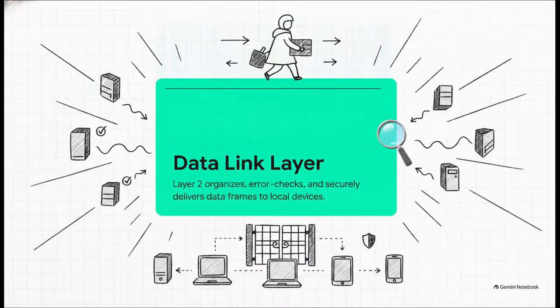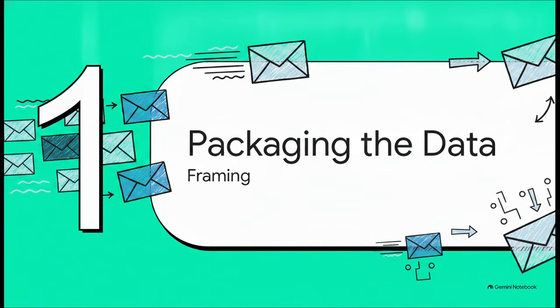And that brings us to the hero of our story, the data link layer. That's layer 2 of the OSI model. I want you to think of this layer as the local network's highly efficient courier management system. It's the organizing force that takes a chaotic, lawless town and turns it into a perfectly organized, gated community. Its whole job, its sole responsibility, is to organize, error check, and securely deliver your data to the right local devices. So let's look at the first crucial step, packaging the data, or what we call framing.